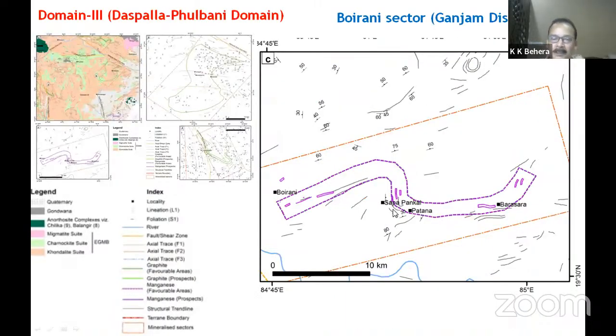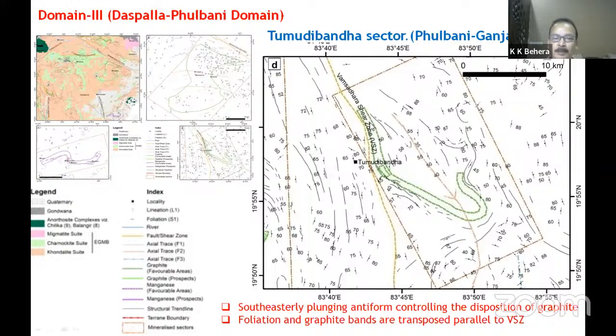Coming to domain 3, in the Boirani sector, some manganese bands are there. Either side of these are prospective. We need to again follow the regional structure, and also understand the local structure in mesoscopic scale. If you see the Tumudi sector, it's a graphite band. Tumudi actually has been mined to some extent earlier. So if you see the regional structure, it's following a southeasterly plunging antiformal structure, which graphite is.